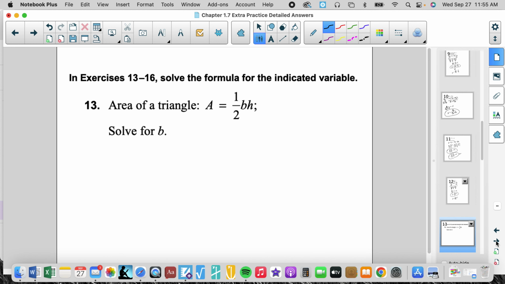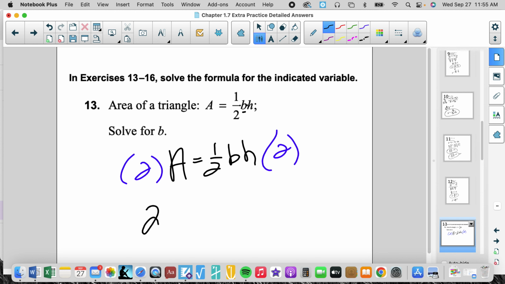Good. And you should be able to do these problems this quickly if you are looking to be an above average math student. So solve for b. So we got to get this. What's happening to b? b is being multiplied by h and it's being multiplied by 1/2. So if we want to get rid of the 1/2, we would multiply it by its reciprocal, which is 2.